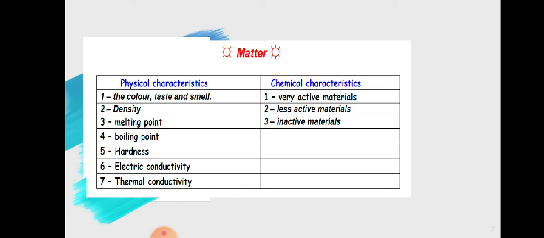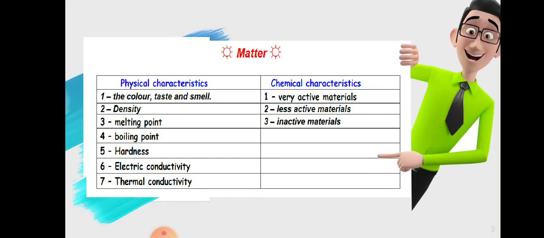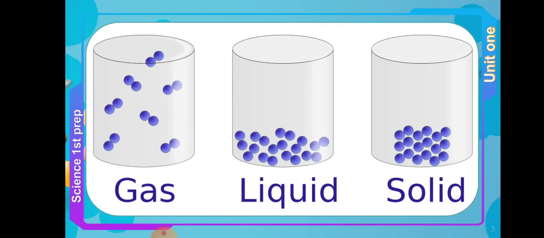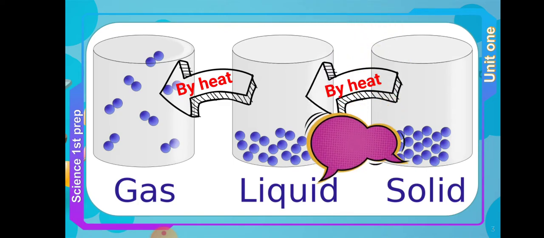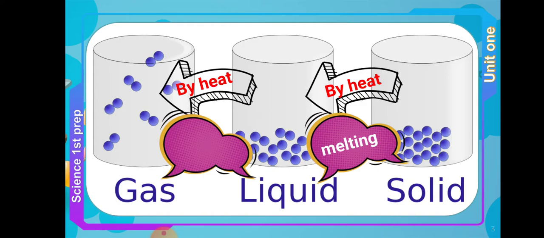Today we are going to study the physical properties of matter and how we can use these properties to distinguish between different substances. Today we are going to study melting and boiling point. As we know, the change from solid into liquid is called melting, by heating. The change of a body from liquid state into gaseous state is called boiling, also by heating.